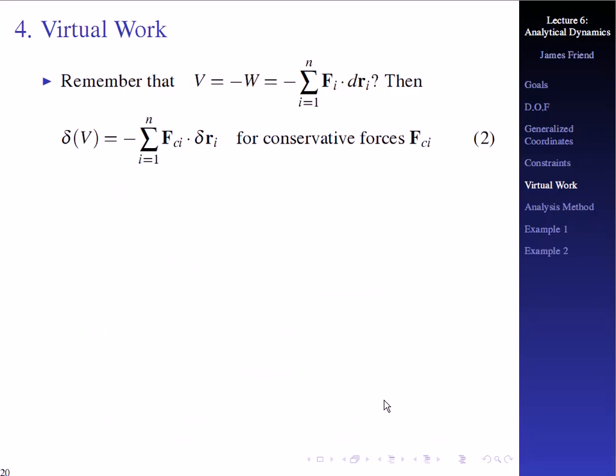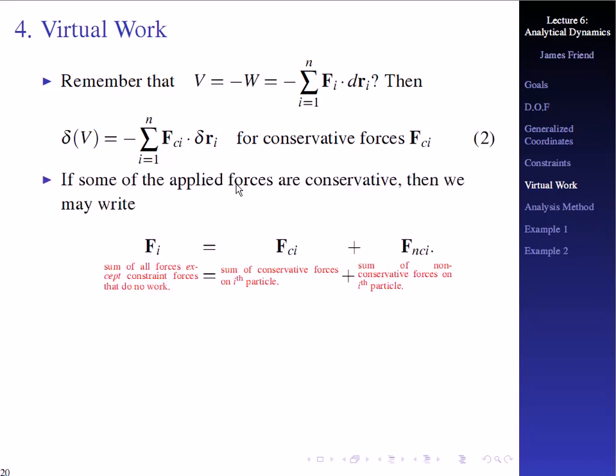Okay. So if you remember that, for example, potential energy is equal to the negative of work, right? If you do work on a particular system, it gains potential energy. So putting work into something means that potential energy is going up. So V is equal to minus W, and that's equal to the negative of this derivative term here. And if we use the virtual operator, delta V is equal to minus F delta R for conservative forces, only when we're talking about conservative forces, and that's the reason for the subscript C here.